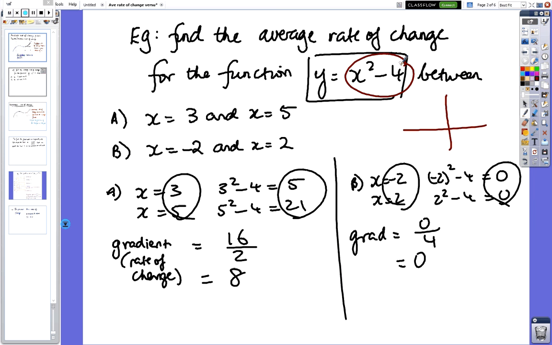So this is a parabola, and it's a symmetrical parabola with minus 2 and 2. In the first one, when we had 3 and 5, there's a change in the graph that we can see. But what's happening with the second one is the graph is changing a lot, but on average it's changing nothing. So the average rate of change loses a lot of information, but it's still a measure. Okay, so copy that and come across when you're ready.